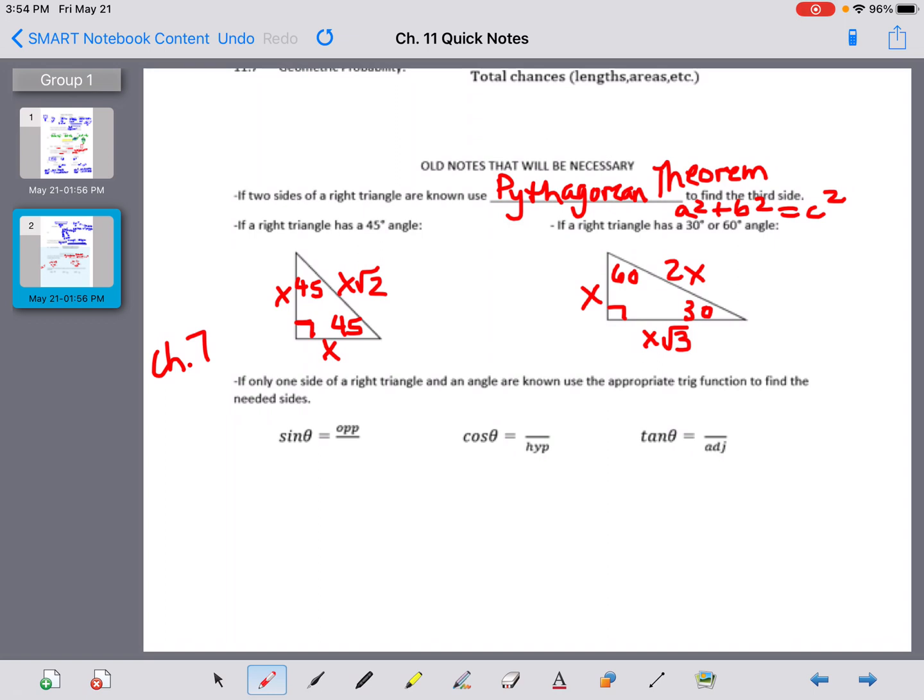And then don't forget, if you only know one side of a right triangle and an angle, then you can use SOHCAHTOA. Sine is opposite over hypotenuse. Cosine of the angle is adjacent over hypotenuse, and tangent will be opposite over adjacent, okay? You're not going to ever be looking for an angle on this one, so don't do the inverses. Just keep it sine, cosine, tangent on your calculator. Make sure your calculator's in degree mode, okay?